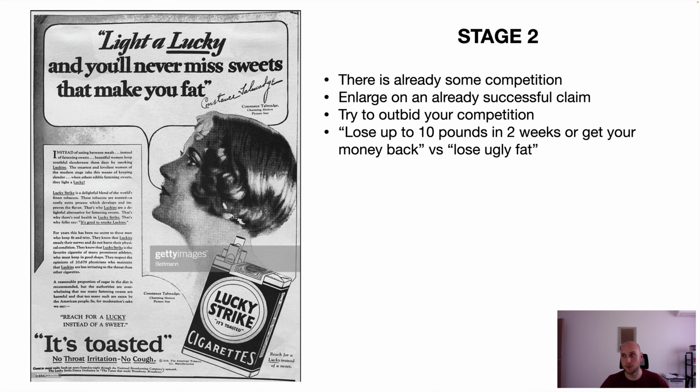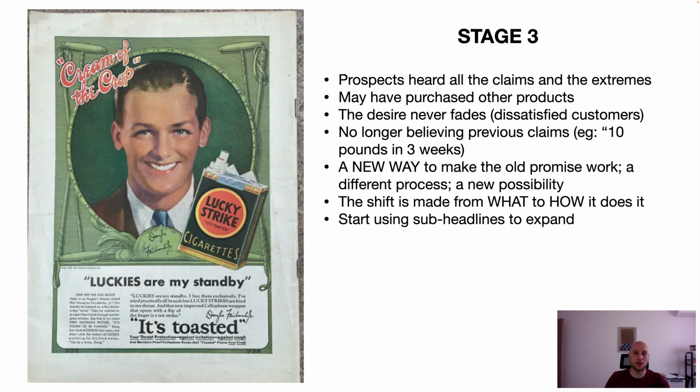Or if you want to go into talking about sweets, let's go into fat loss. If at stage 1 you would say lose ugly fat, anyone would come because there's no such thing as losing fat as dropping pounds. Then at stage 2, you would have to say something like lose up to 10 pounds in 2 weeks or get your money back, or something like that, because you have to make your claim now more appealing. You have to enlarge on it, right? You have to beautify your claim. Then your market transitions into stage 3.